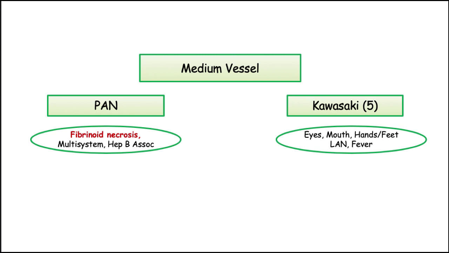That's it. And then Kawasaki, there are 5 manifestations. Eye involvement, so conjunctivitis, mouth involvement, the strawberry tongue, fissuring of the lips. You get the desquamating or erythematous rash of the hands, cervical lymphadenopathy, and fever. It's a syndrome. Those are the 5 criteria. That's all they can do with Kawasaki. Every Kawasaki question has all 5 of those features.